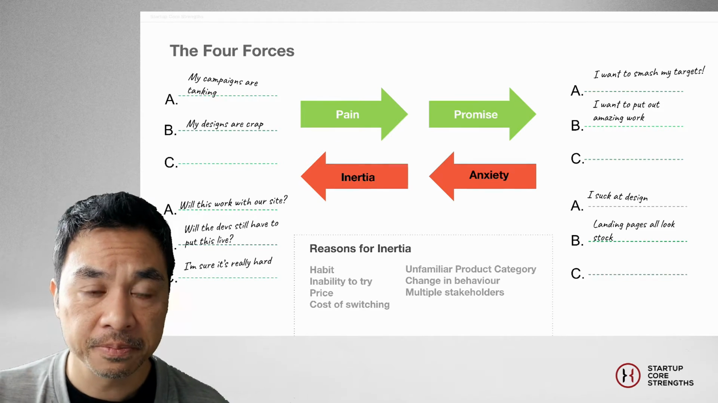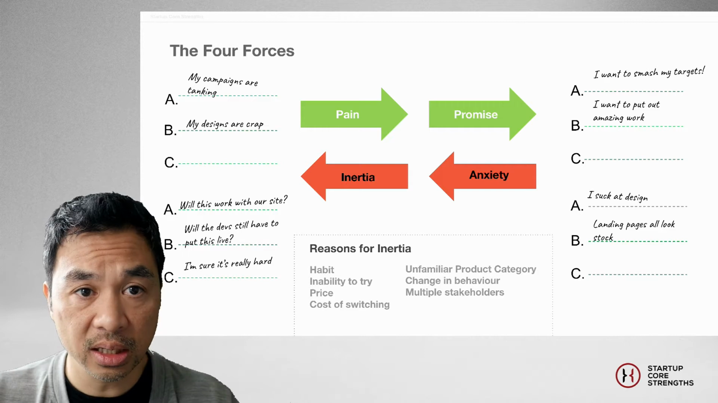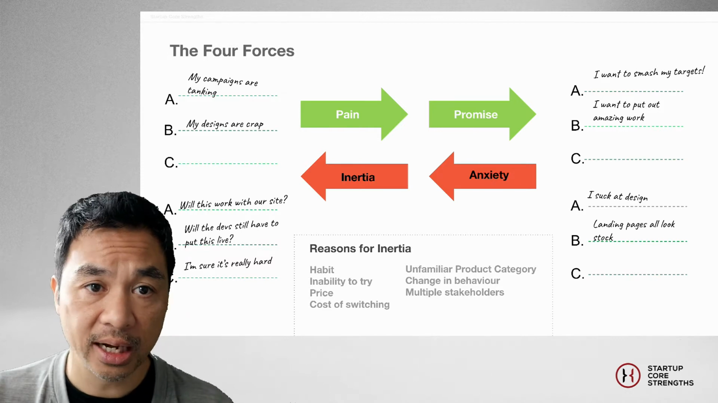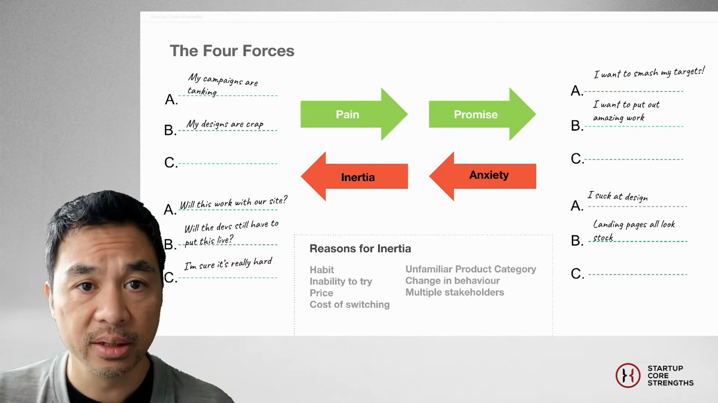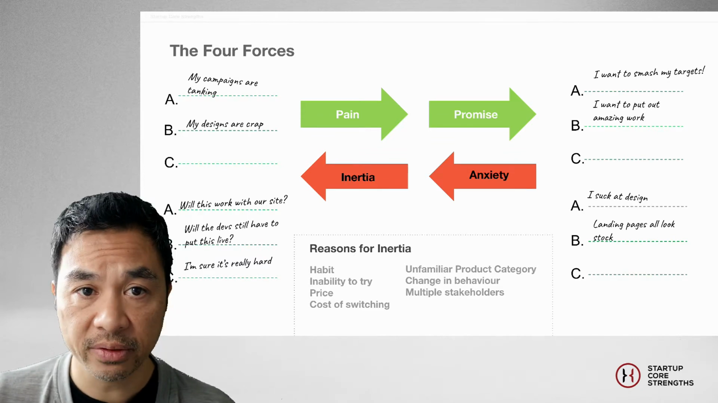At the bottom, this is important. You pay attention to these. These are the key sort of drivers of inertia. That's some sort of habit, an inability to try, high cost, price, cost of switching. Is it an unfamiliar product category? Does it require a change in behavior, multiple stakeholders?